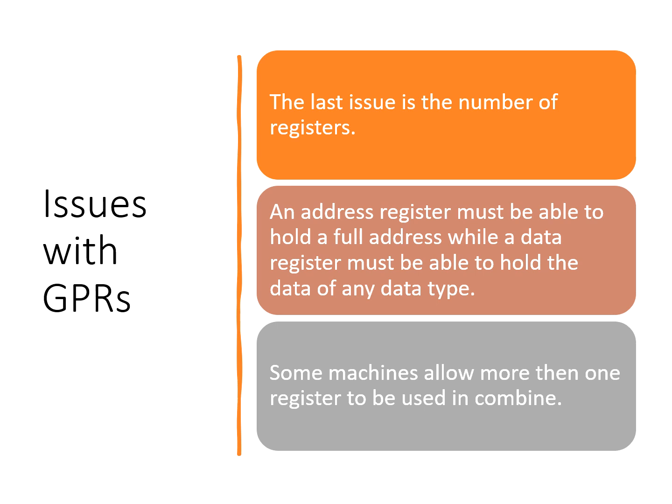we have the issue of size. And this is the last slide regarding the issues with GPRs. We have the issue of size. Address registers must be large enough to store a full memory address, while data registers must handle data of different types. इसी वजह से some systems even allow combining registers for larger operations.